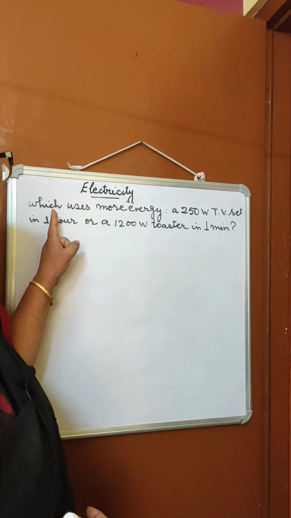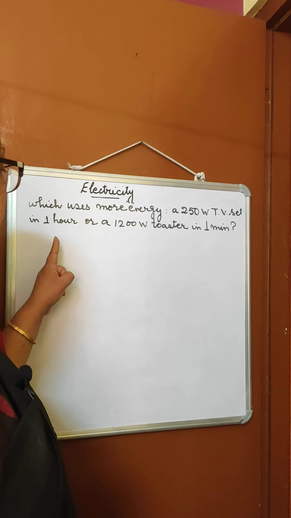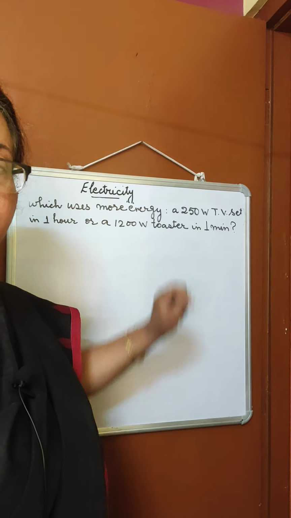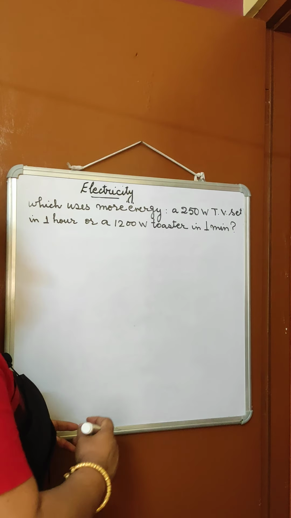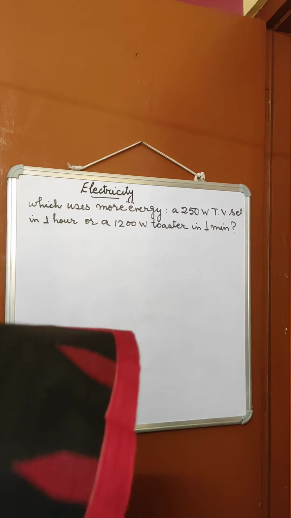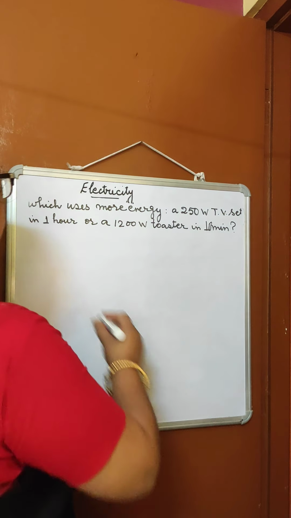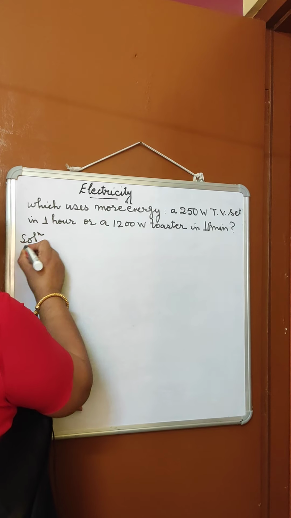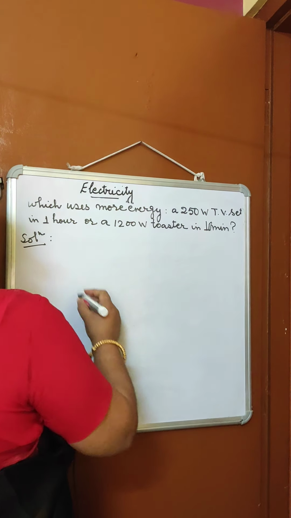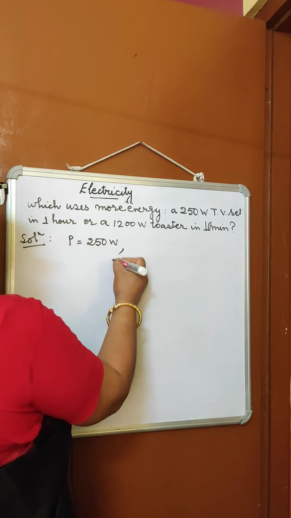Okay, next one. Which uses more energy? A 250 watt TV set in 1 hour or a 1200 watt toaster in 10 minutes? Okay, come on, let's see here. This is a question from your NCERT book, so it's 10 minutes. Which uses more energy? Now first one, what is given? Watt. The power is given. Time is given.